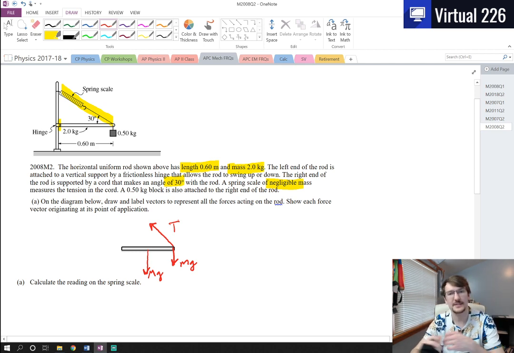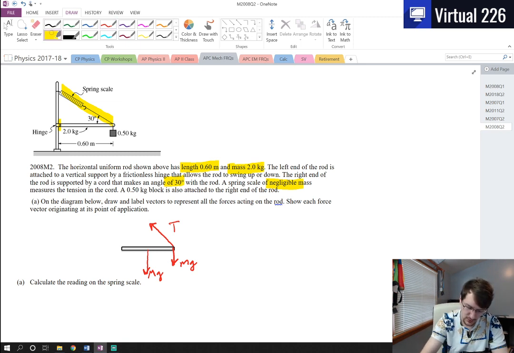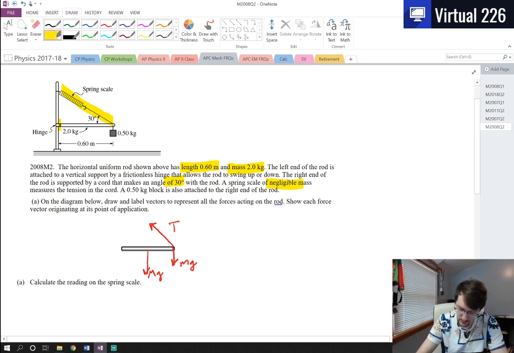Because this is in a static equilibrium, it's not rotating or moving at all, I know that there needs to be another force. Maybe this tension is holding up all the weight, but this tension is pulling a little bit to the left. And since this tension is pulling a little bit to the left, something needs to be pushing back to the right in order for this to not be moving or rotating. And the thing that's actually pushing back to the right is the hinge.